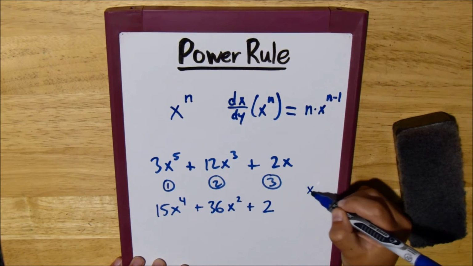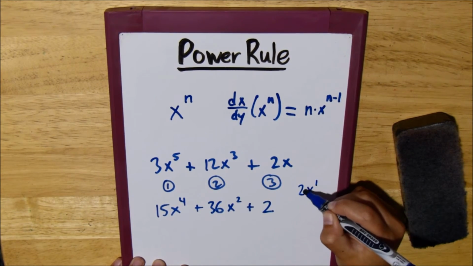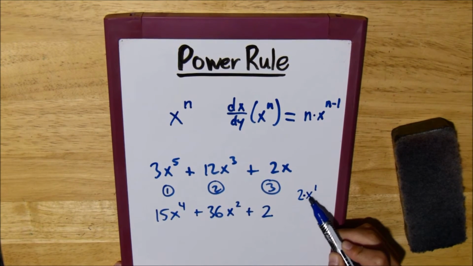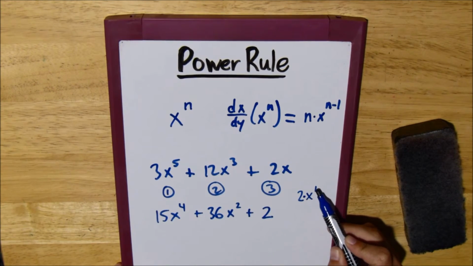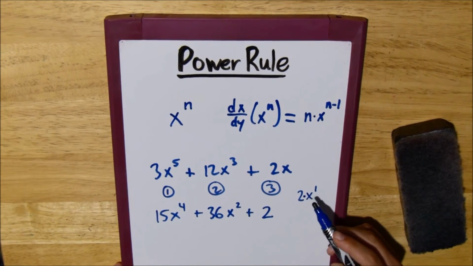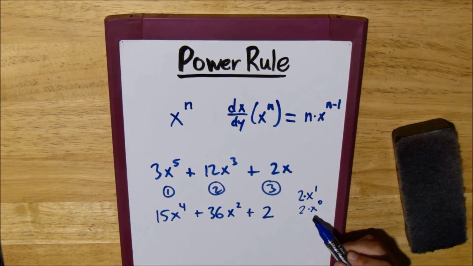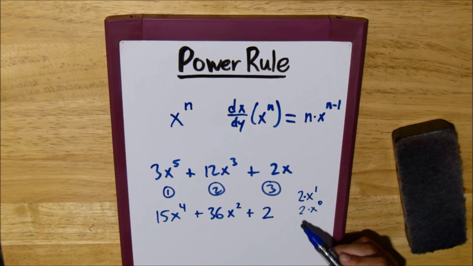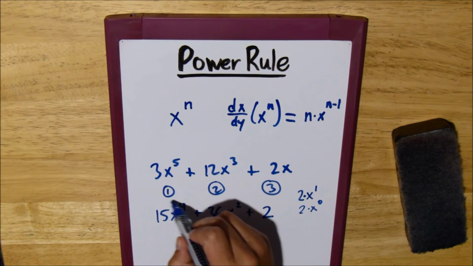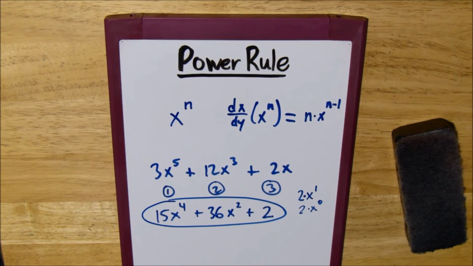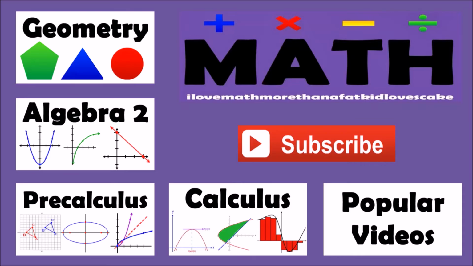Because 2 times x to the first, we bring down our 1, we multiply it times 2, we get 2 times x to the 0th power, x to the 0th power is just 1, so we end up with just 2. And then we have our answer. And that's really just how quick and simple the power rule is.